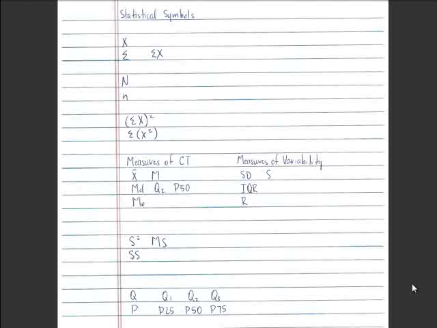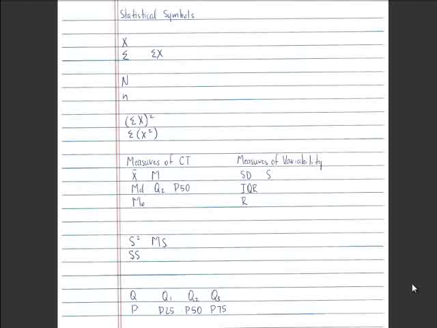In the middle of the page, you see the notation or the symbols for the measures of central tendency and the measures of variability. For the measures of central tendency, X bar or M represent the mean. MD, Q2, or P50 represent the median. MO represents the mode. For the measures of variability, SD or S stands for the standard deviation. IQR represents the interquartile range, and then R simply stands for the range.